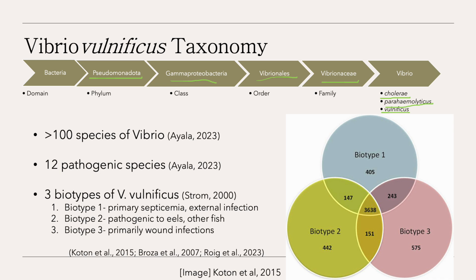Biotype 2 primarily causes illness in farmed eels, but has also been isolated from other fish, such as tilapia, and has not been found to cause human illness. And biotype 3, which is relatively newly discovered, is mainly found to cause external infections and has been found primarily in the Middle East. This biotype is believed to be the product of the first 2. Because the second biotype has not been found to cause significant illness to humans, my focus going forward will be on the pathogenesis and epidemiology of biotypes 1 and 3.